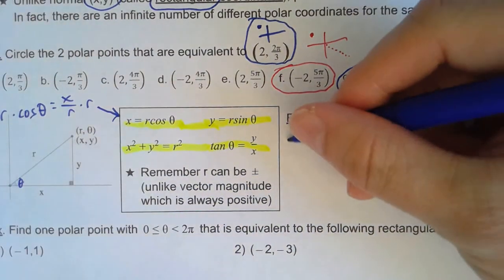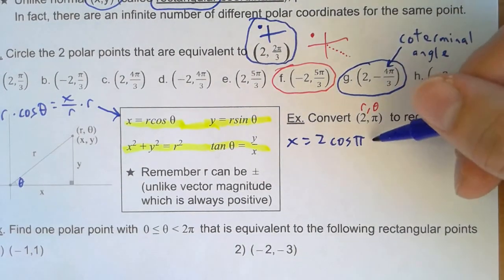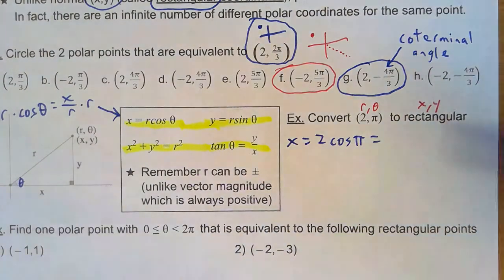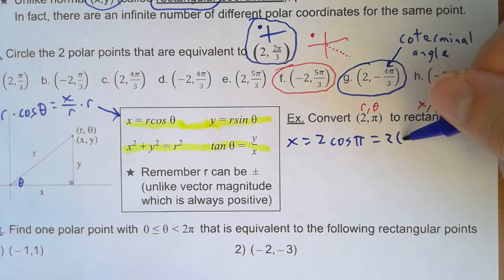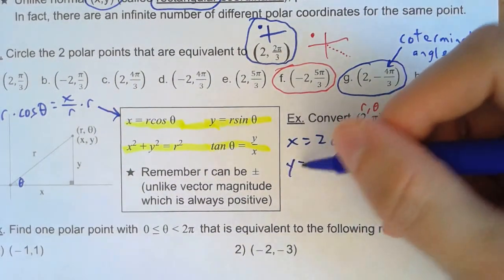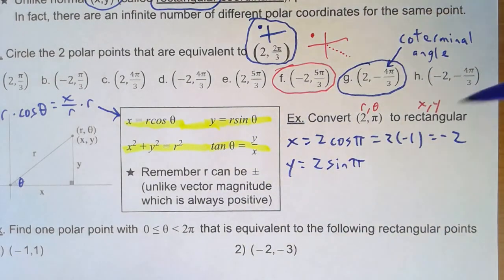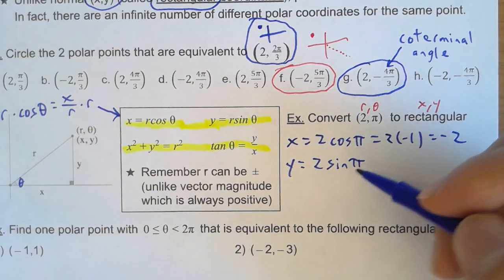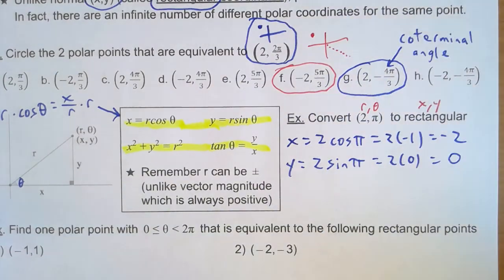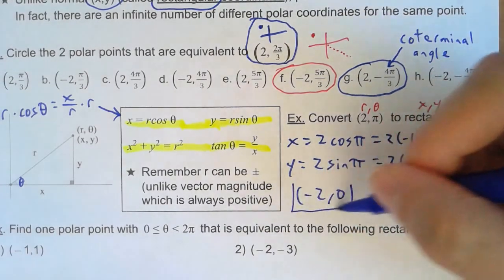So we can just say x is 2 times cosine of pi. And cosine of pi, pi is on the straight to the left, has an x-coordinate of -1. So that's the cosine. 2 times -1 is -2. And then the y, just like on the unit circle, x goes with cosine, y goes with sine. And sine of pi is going to be 0. So that'll be 2 times 0 is 0. And so our point is -2, 0.